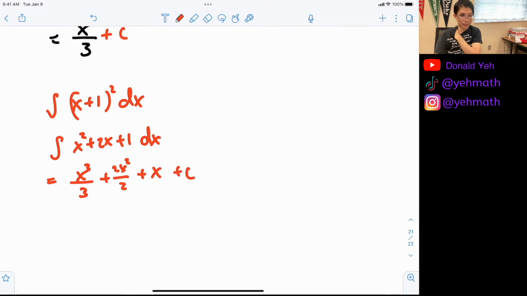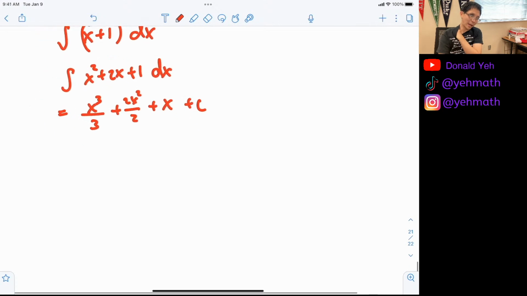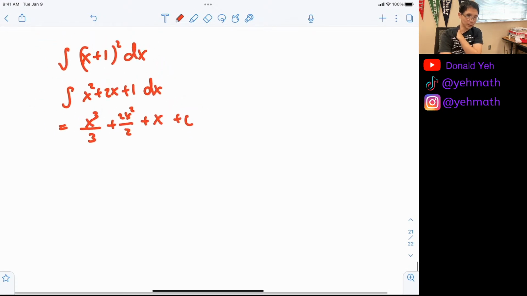And don't forget about plus c, because if you have an initial condition, then you want to find a particular solution. If you don't have that plus c, you can't look for a particular solution. So yes, pretty important. Now I'm going to change the question a little bit: the integral of (x plus 1) to the 10th dx.